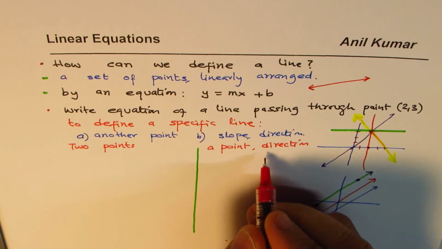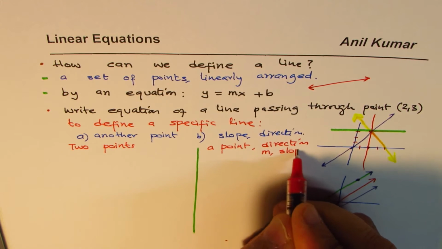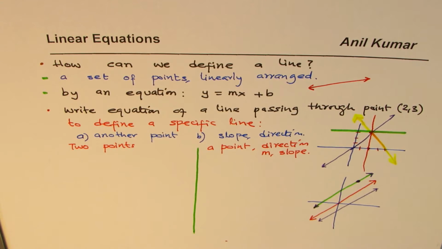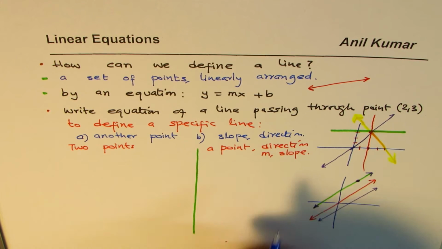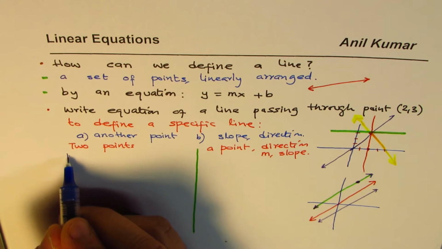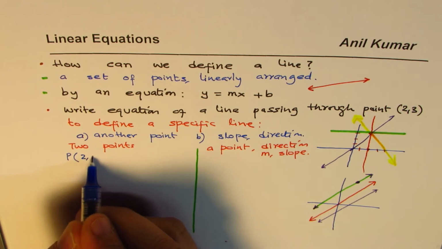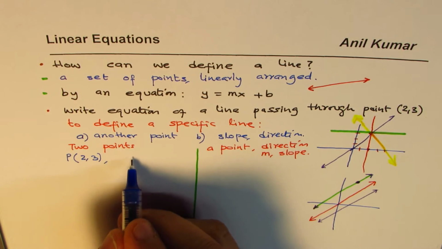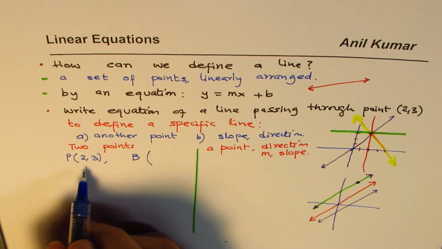This direction is normally written with letter M, and we say slope. So now let me take an example, and then we'll close this video by writing equation of two lines. So let's take a point P. We'll take 2, 3 for example. And another point, let's say B. We'll take a very simple example.